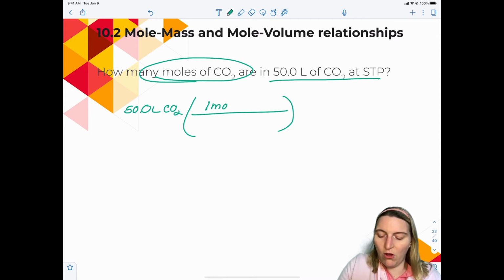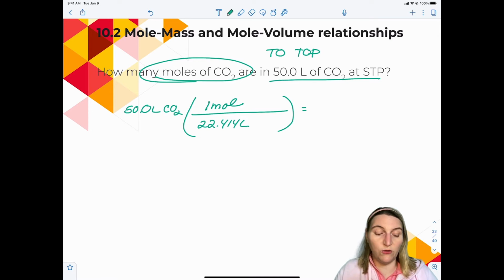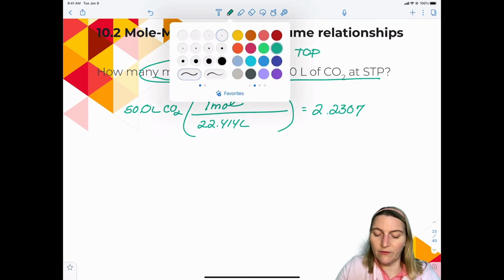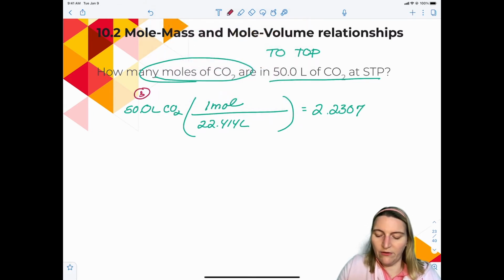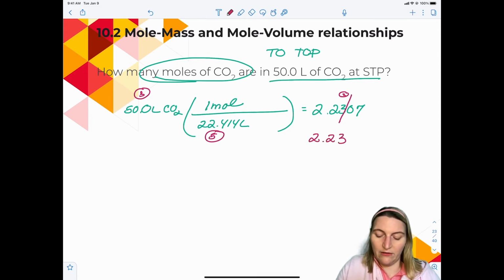So 1 mole will go up top, right? Because whatever I'm converting to needs to go on the top. And 22.414 liters of carbon dioxide goes on the bottom. So in my calculator, 50 divided by 22.414, I get 2.2307. This number has 3 significant figures. This number has 5. So I want my answer to have 3. Cut it off there. The next number is a 0, so I don't need to round up at all. 2.23. And the units will cancel. So that will be, right, moles of CO2.